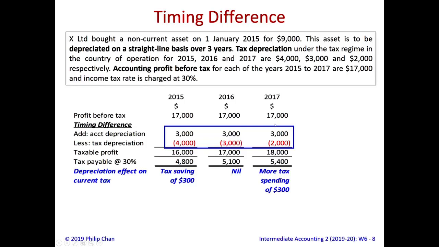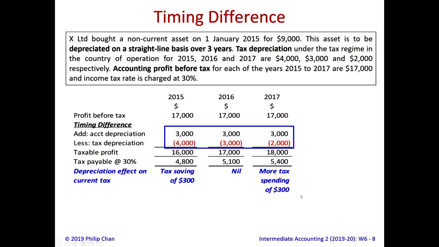And in 2017, the taxable profit is 1,000 higher than the accounting profit. So 18,000 times 30% is in fact 5,400. Obviously, we are paying more now. Okay, we have to pay more. In this case, how much more then? Well, if you were calculating tax based on the accounting profit before tax times 30%, it should be 5,100. But now, in fact, you have to pay 5,400. So in fact, you have to spend 300 more.